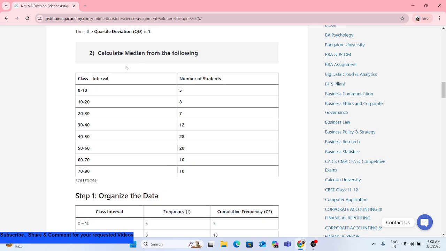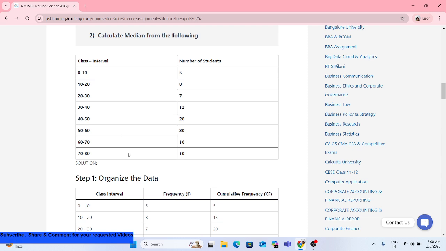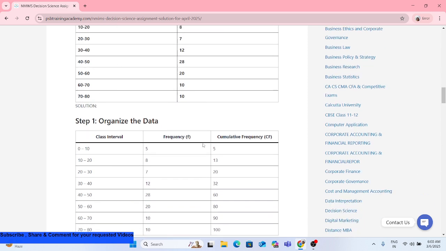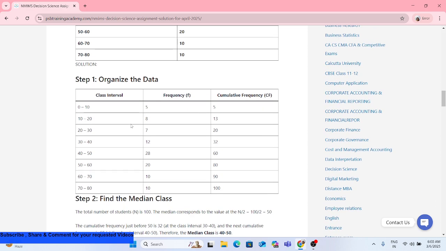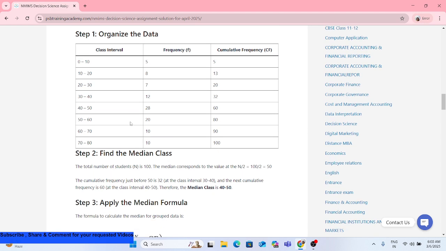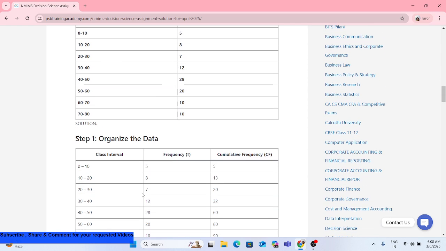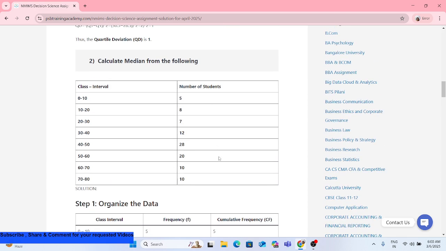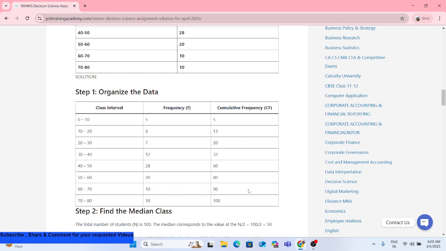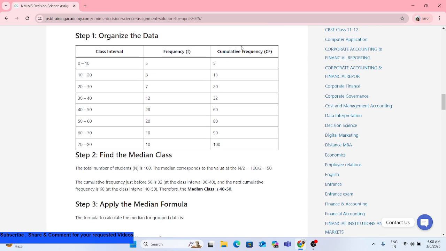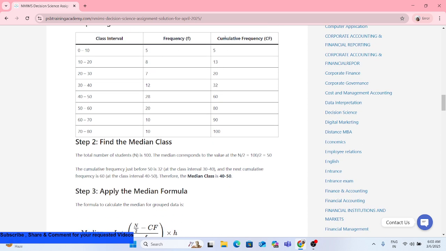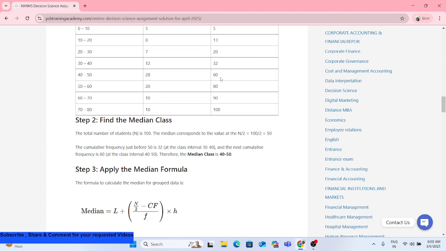Next question is: calculate median from the following. You can check that class interval is given, and number of students is given. I have given the step-by-step solution here. Organize the data first. Same data, class interval and the frequency, that is the number of students. Then F, again cumulative frequency. Cumulative is simply adding up: 5, then 5 plus 8 is 13, 13 plus 7 is 20, this way.